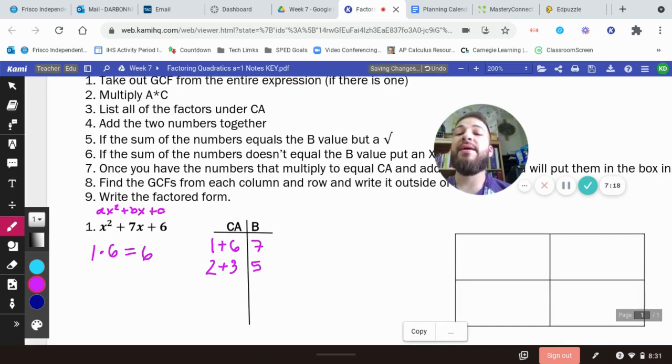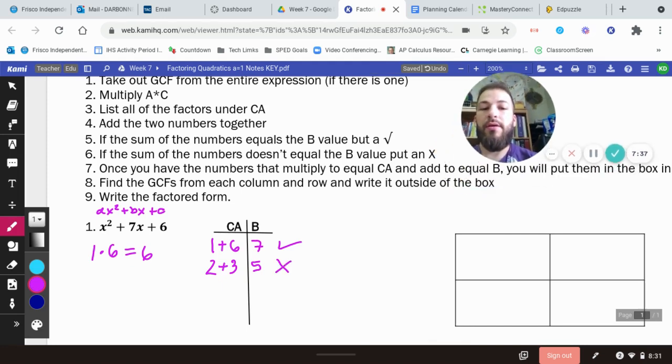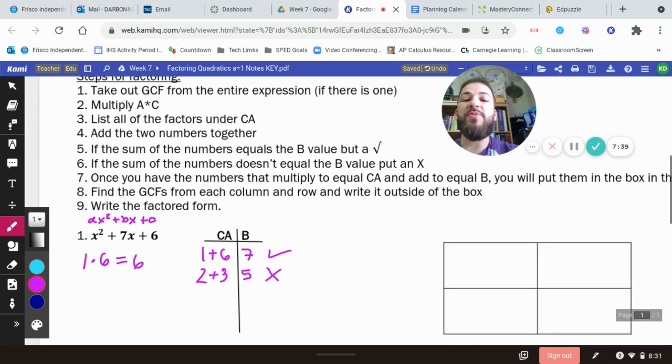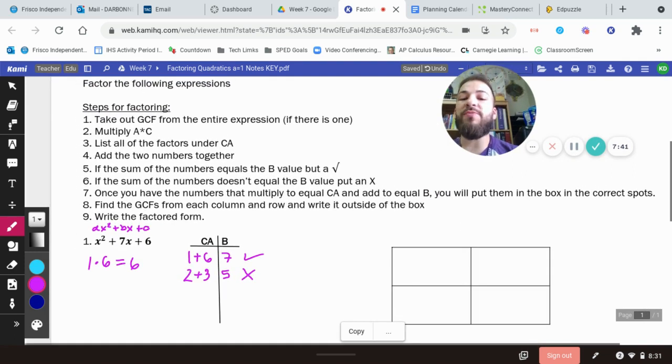Now steps 5 and 6 are kind of the same step. We're going to compare the B value we got to the B value of our equation. Our B value in our equation is 7. Over here, 1 plus 6 is equal to 7, so that one's good. 2 plus 3 is equal to 5, so that one is not good. Once we have the numbers that multiply to equal CA and add to equal B, you will put them in our box in the correct spots.